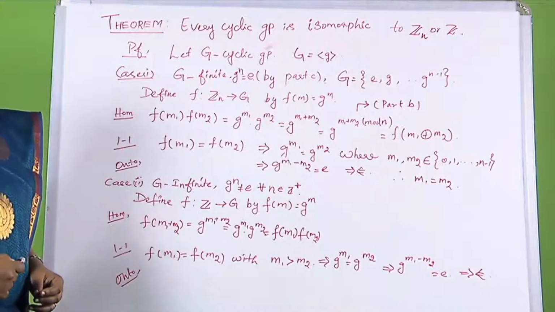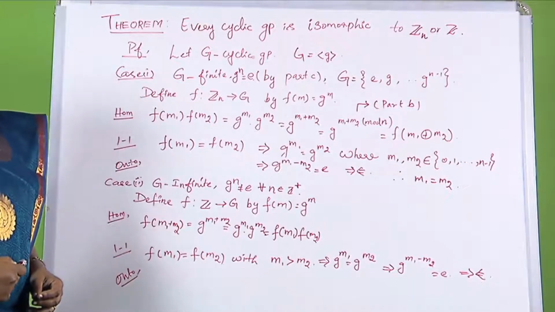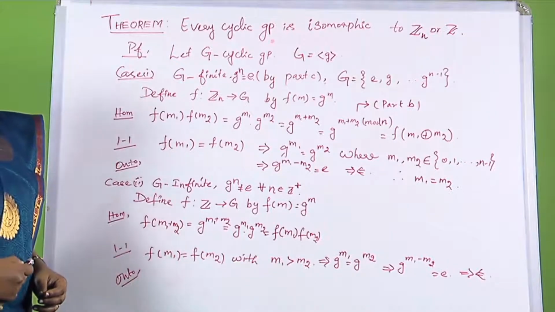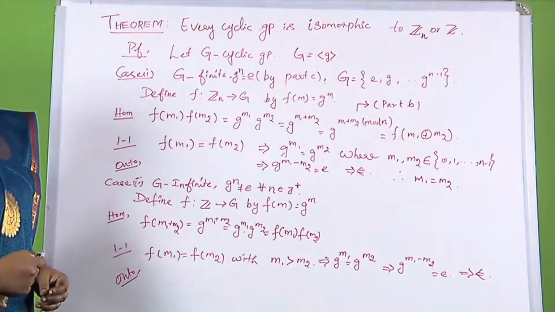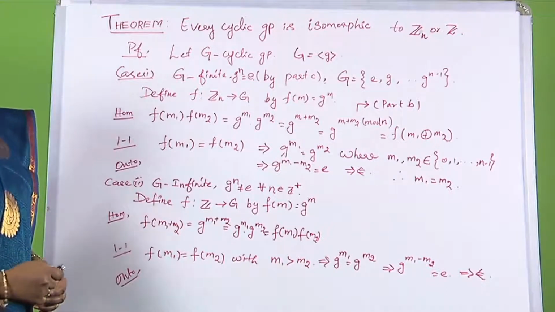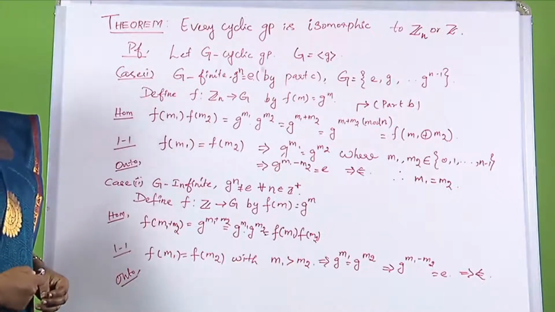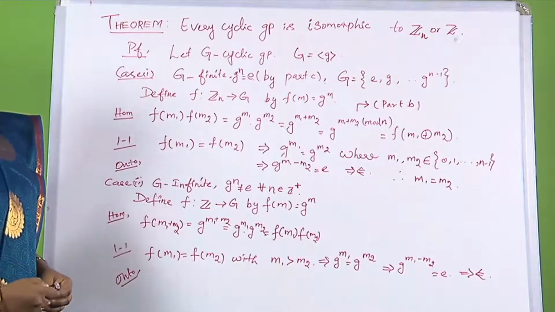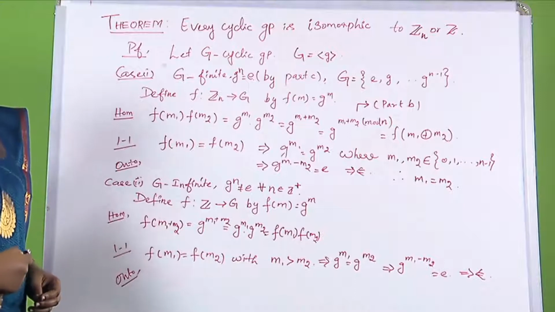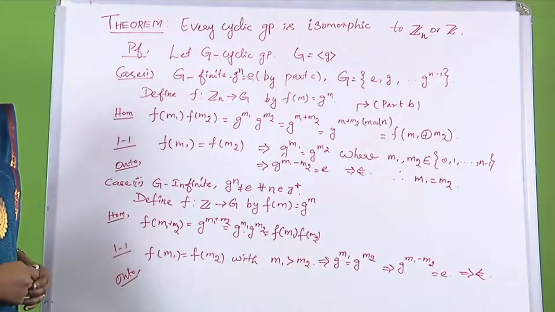So, we know that there are two types of cyclic groups, namely finite and infinite cyclic groups. Obviously, a cyclic group, if it is finite, is going to be isomorphic to Zn, and if it is infinite, it is going to be isomorphic to Z, because Z is infinite and Zn is finite. Now, let us go to the proof.